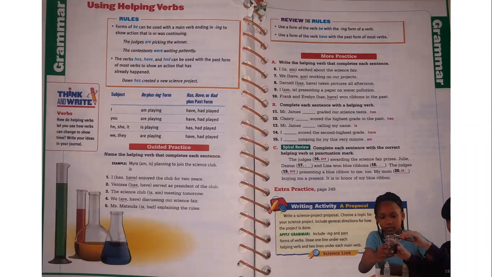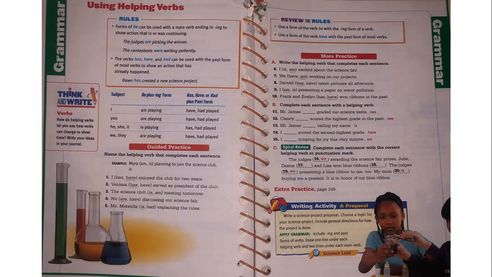Here's another example. Now, the verbs has, have, and had can be used with the past form of most verbs to show an action that has already happened. Dawn has created a new science project. So we have has and the past form of create, created, to show something that has already happened.